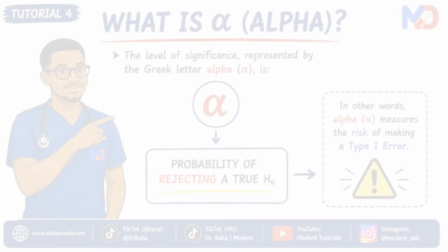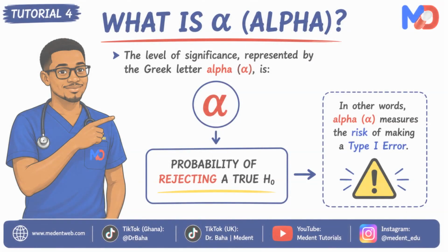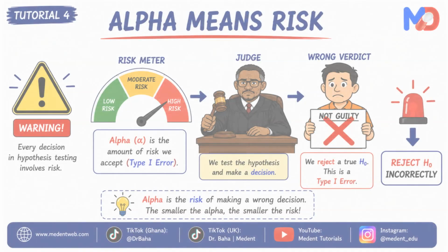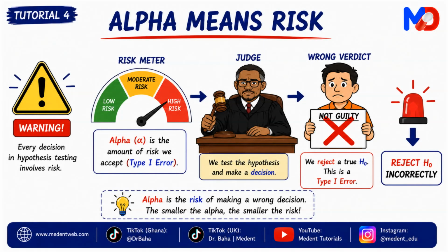The level of significance represented by the Greek letter alpha is the probability of rejecting the null hypothesis when it is actually true. In other words, alpha measures the risk of making a wrong decision in hypothesis testing. Think of alpha as the amount of risk we are willing to accept before concluding that a result is statistically significant. The smaller the alpha, the smaller the chance of making a false conclusion.